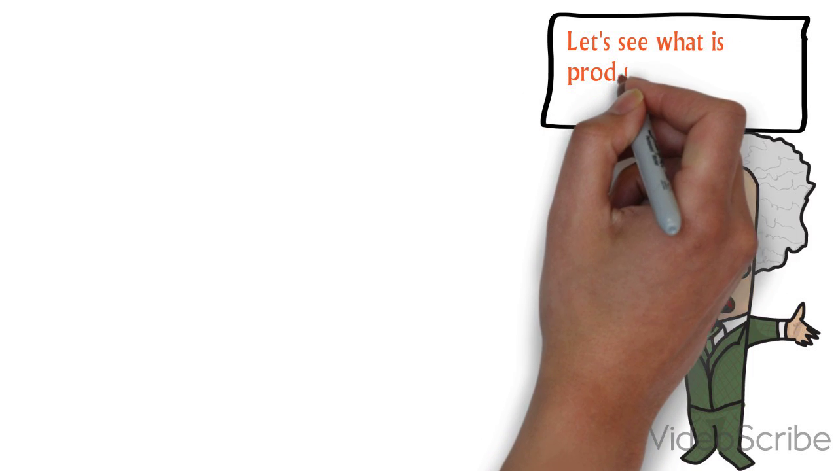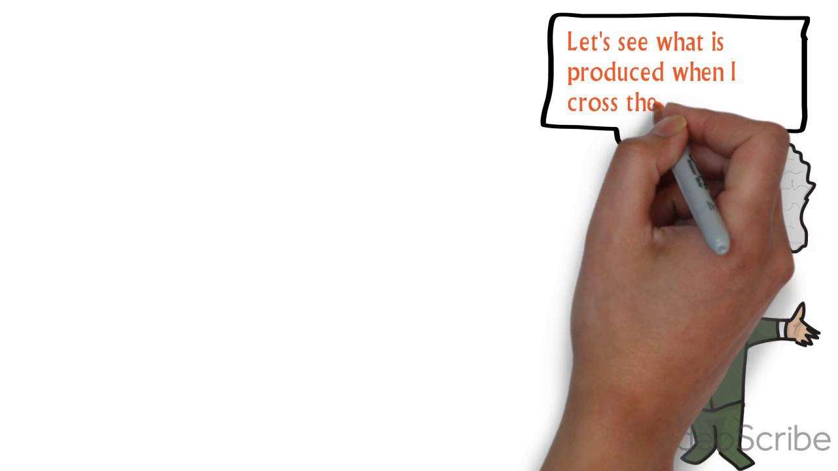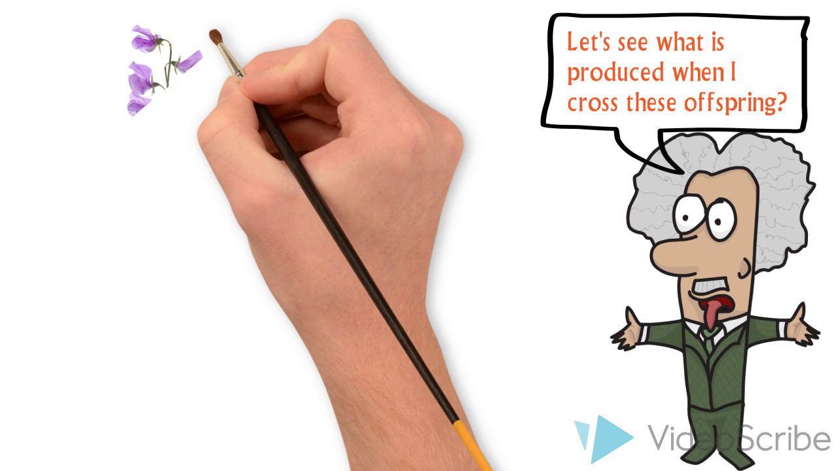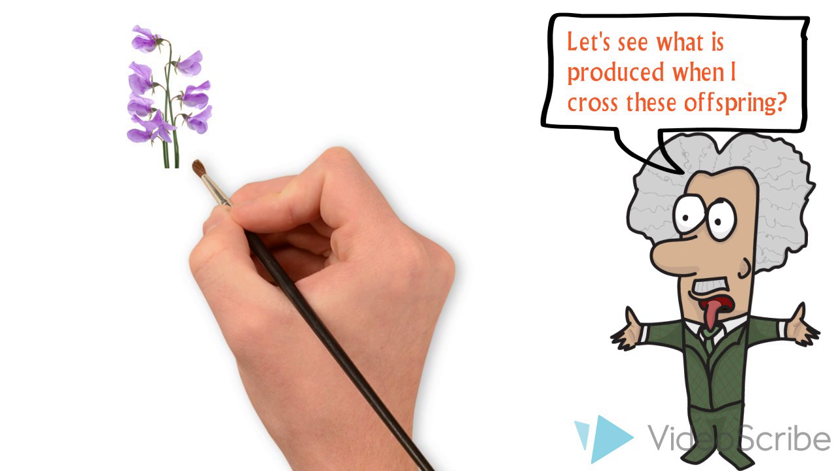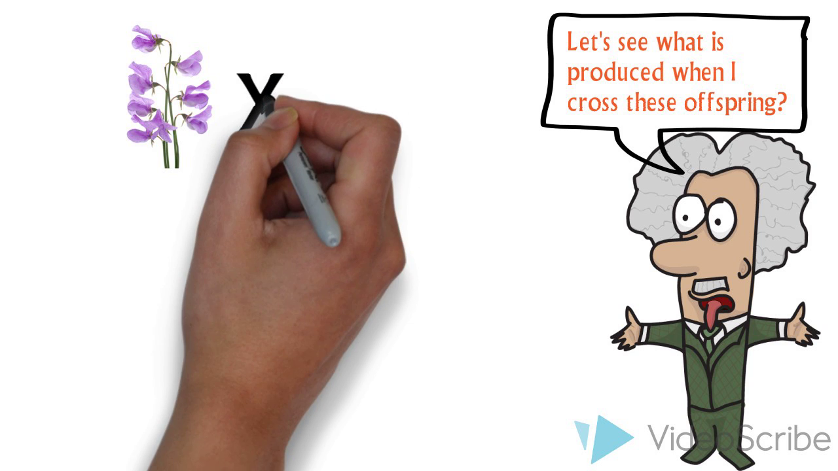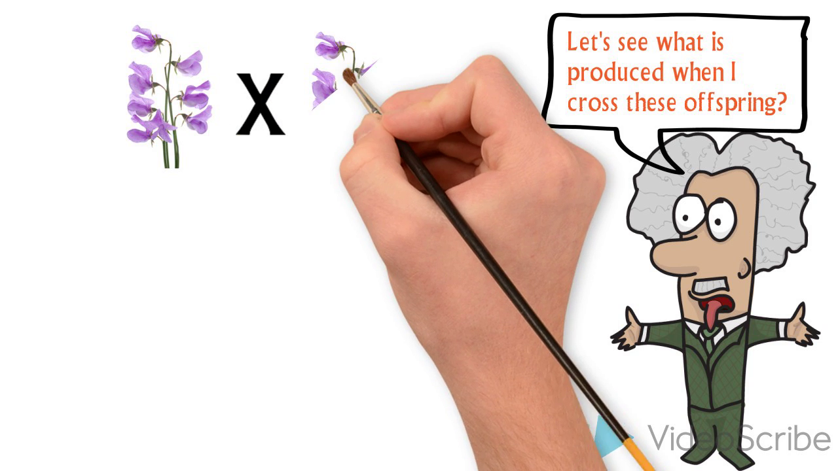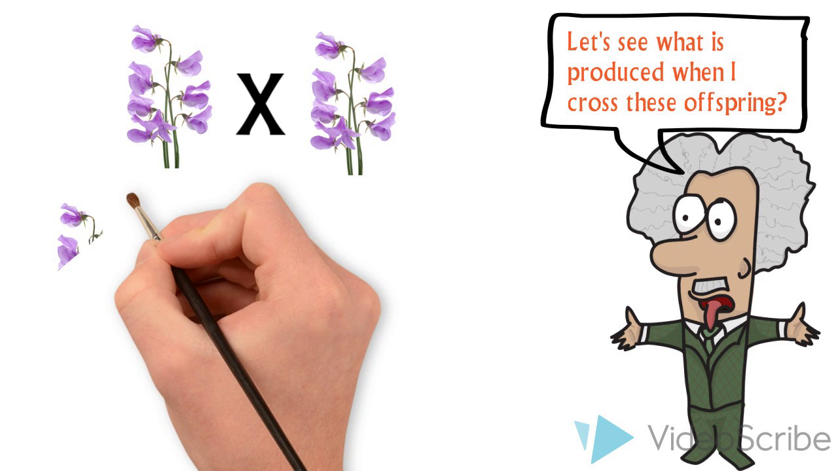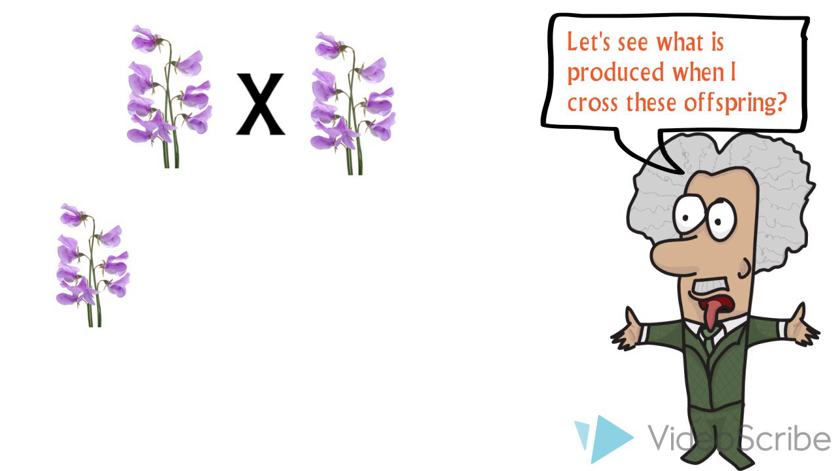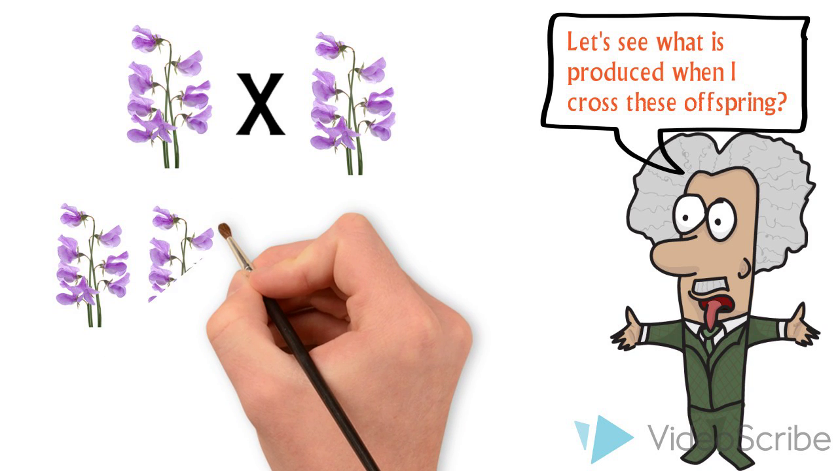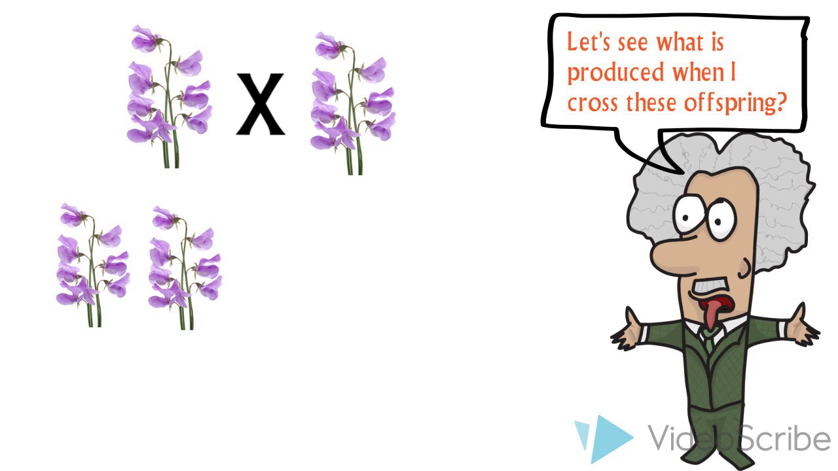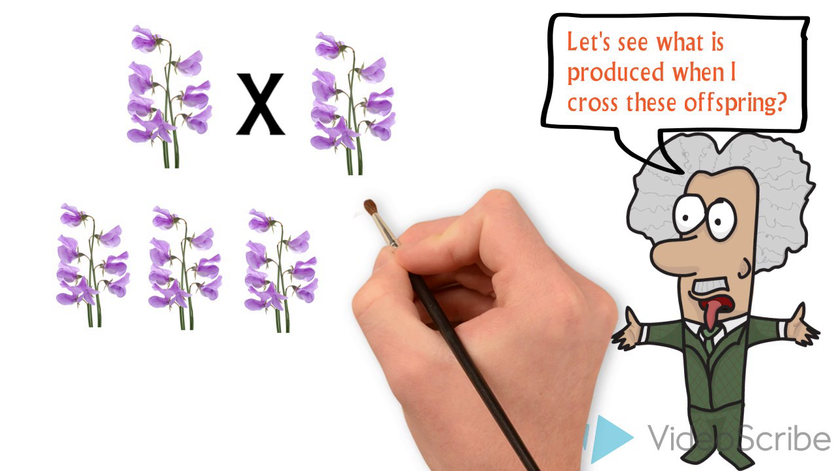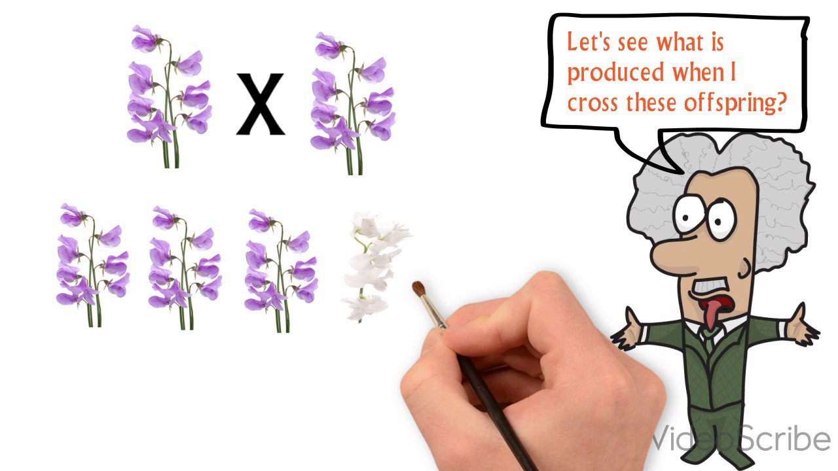Let's see what is produced when I cross these offspring. Here's my first purple offspring. Going to cross it with another of my purple offspring from the step before. What will I have? First one looks like purple, and another purple, one more purple, and a white.